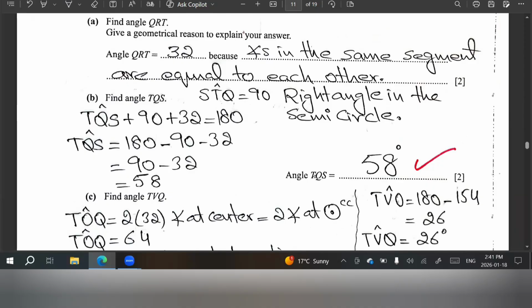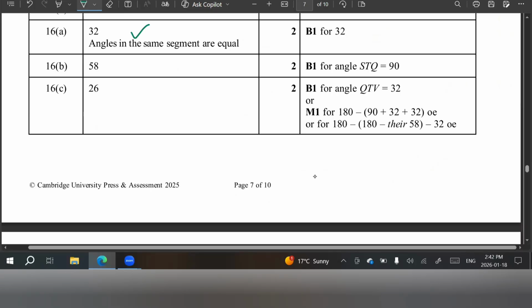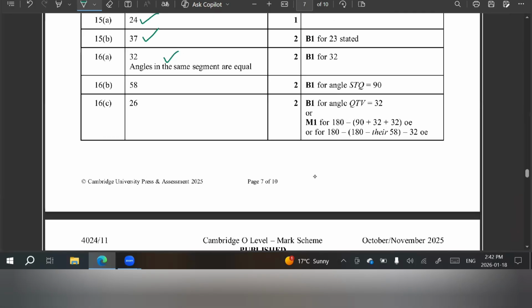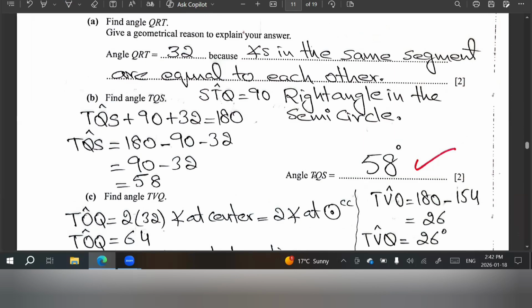Let me show you. 58 is the right answer. So there we go. This is the B part, which is showing up on your screen. 58 is the answer.